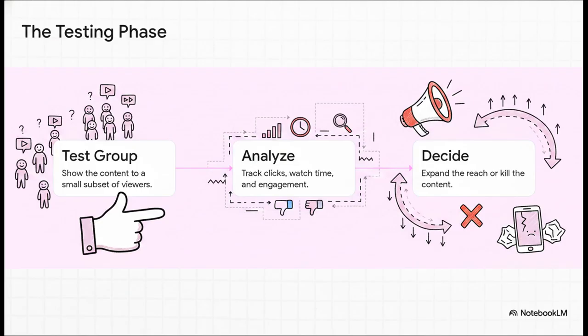Then it watches them. Do they click? Do they watch past that crucial 30-second mark? Do they binge another one of your videos right after? If that small group bites, the algorithm pushes it wider. If they ignore it or click away, the system just assumes the content is a dud, halts the reach entirely, and your content is dead.